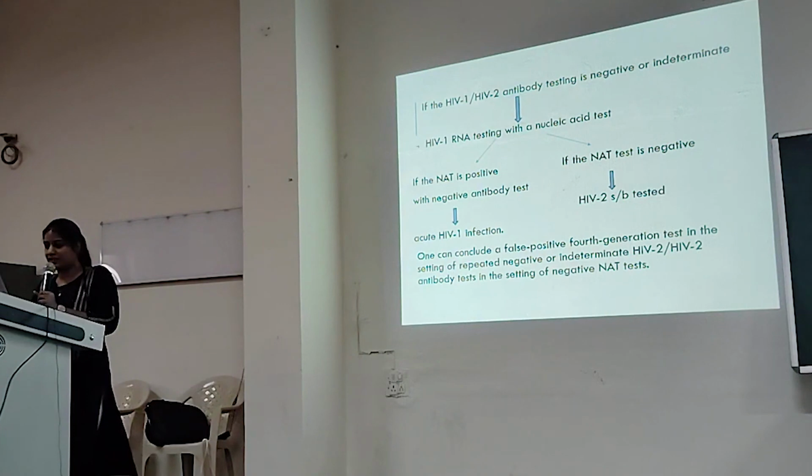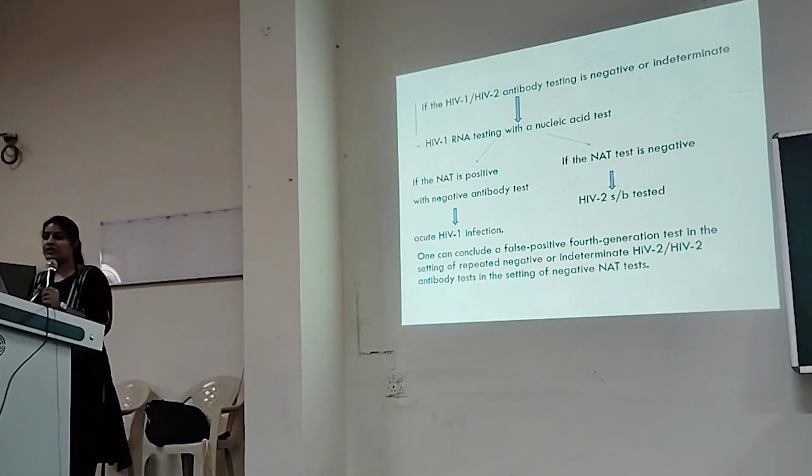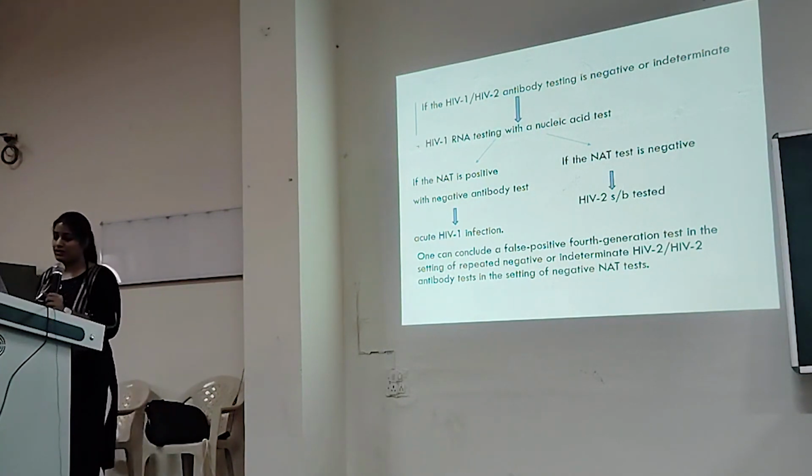And if the NAT test is negative, HIV2 should be tested. And if the HIV2 is positive, we can do ELISA followed by Western blot. If NAT and HIV RNA are negative and the HIV antibody is also negative, we can label the person as HIV negative.